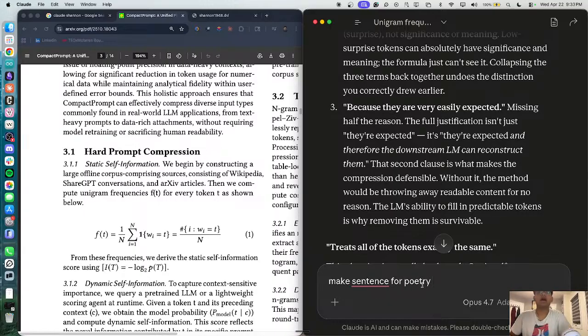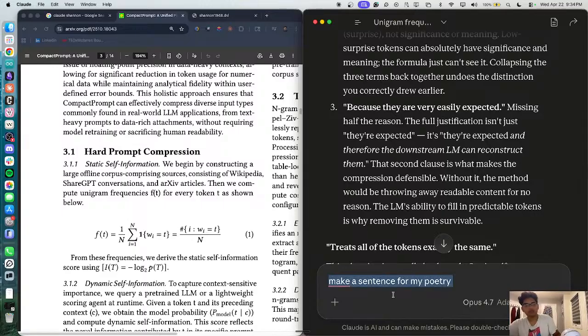If I said something like that, that sounds like broken English, right? But the LM will be able to reconstruct the lower scoring tokens, which might have been cut, and basically figure out that this means make a sentence for my poetry, right? So those two lower informative tokens were taken out.